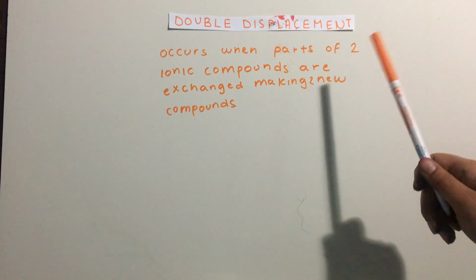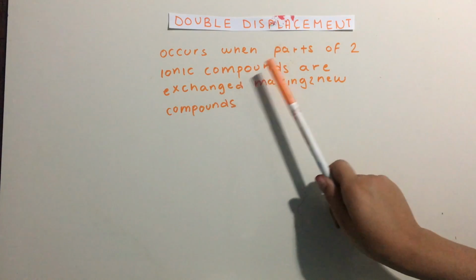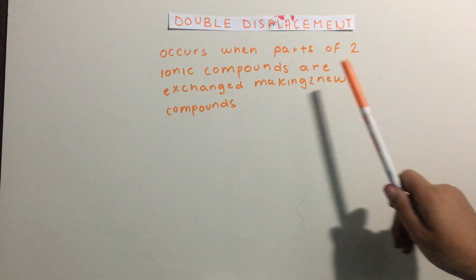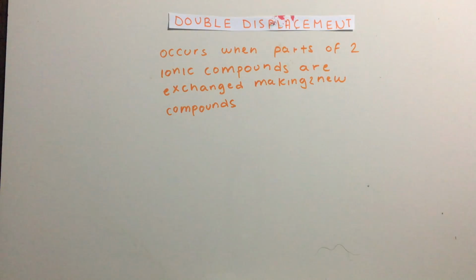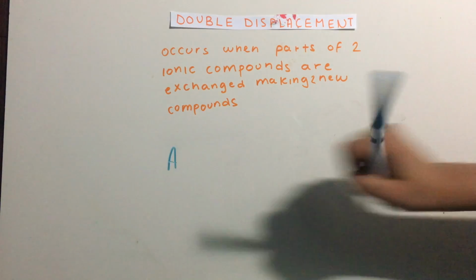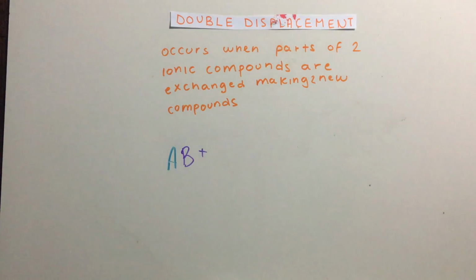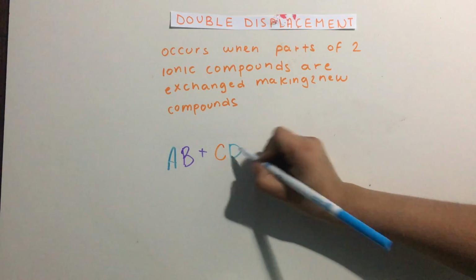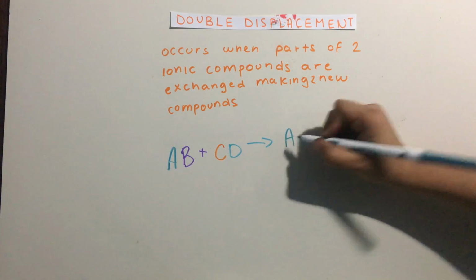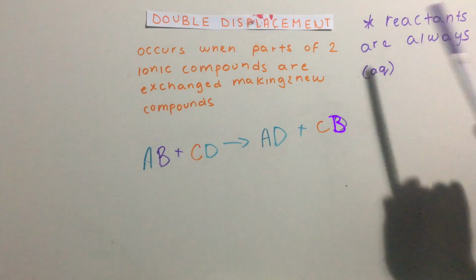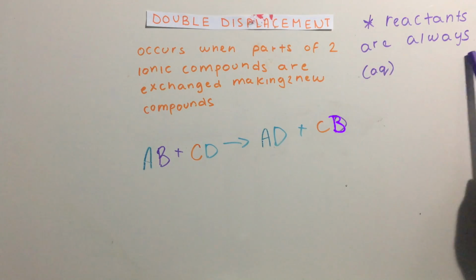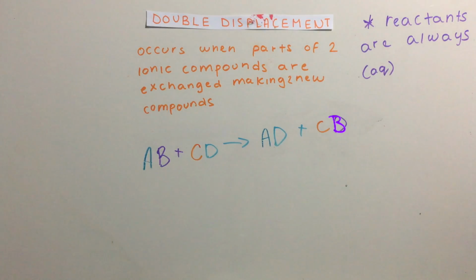In a double displacement reaction, parts of two ionic compounds are exchanged, making two new compounds. This is showcased by AB + CD = AD + BC. In this case, the dancing partners are exchanged. A has gone with D and B has gone with C. Something to always remember is that reactants are always aqueous.